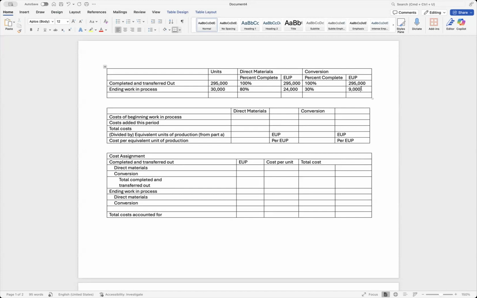So when I add these two numbers, I get 295 plus 24. This is 319. And for this one, I add my 295 plus my 9,000, and I get 304. So that is part one of the question.